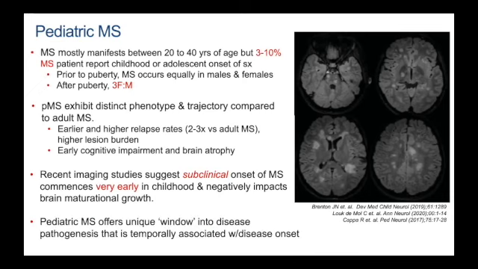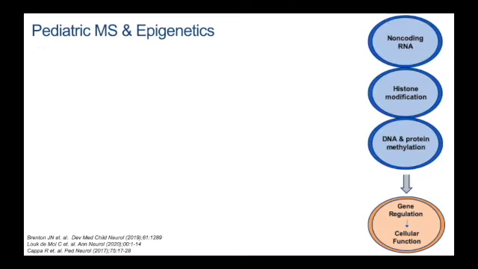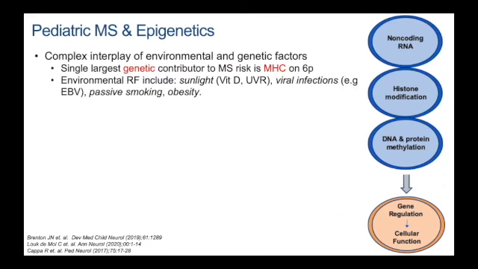And so because of this, pediatric MS offers a unique window into disease pathogenesis that is temporally associated with disease onset. So as I mentioned, MS is characterized by a complex interplay of environmental and genetic factors, with the largest genetic contributor being MHC on chromosome 6.